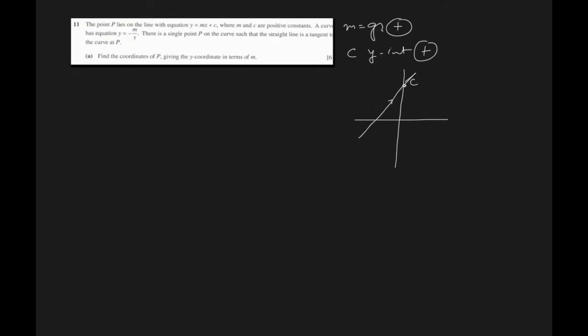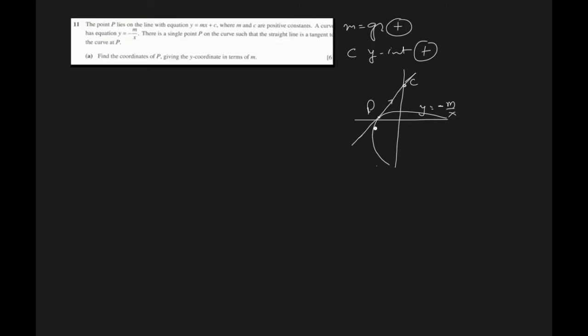A curve has equation y equal to minus m over x. There is a single point P on the curve such that the straight line is tangent to the curve. So suppose the curve is somewhere here, and there is only one point P where this curve y equal to negative m over x has a tangent that is this line, y equal to mx plus c. Find the coordinates of P, giving the y coordinate in terms of m. That means x has to be a number.